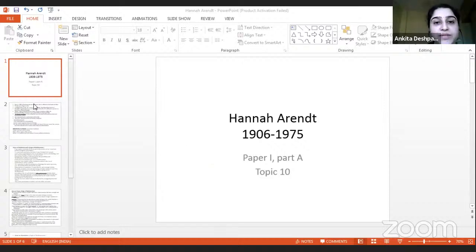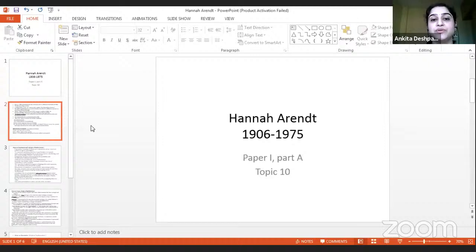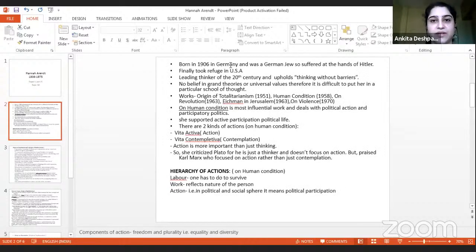Okay. Now, if you see Hannah Arendt, 1906 to 1975. So she belongs to the 20th century. All right. She was born in Germany and was a German Jew. So she suffered at the hands of Hitler. All of us are aware about Nazism, right? That was basically Hitler, who was present in Germany, which finally led to the Second World War. All right. And you know, after Second World War, what happened? Cold War started. All right.